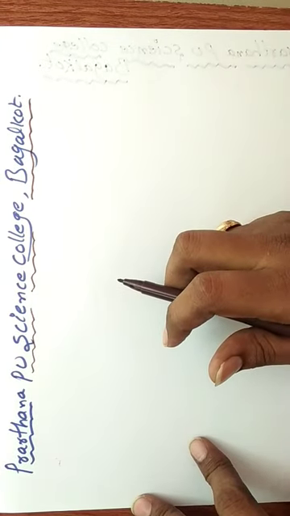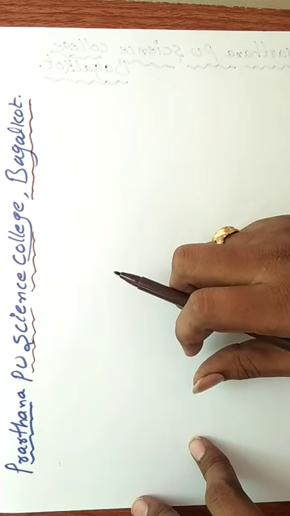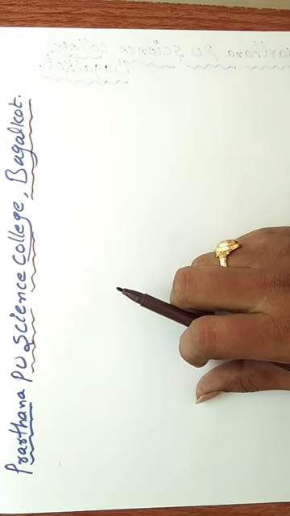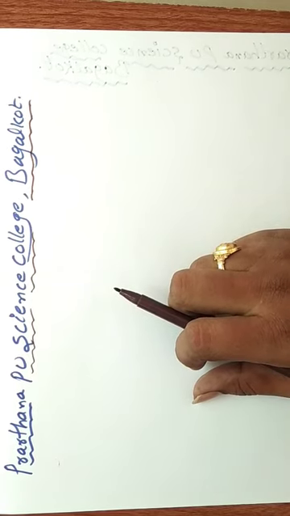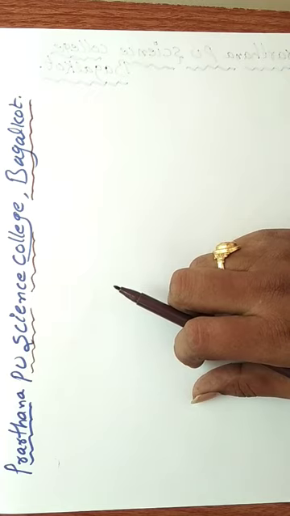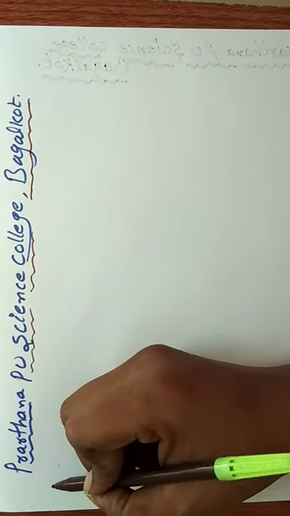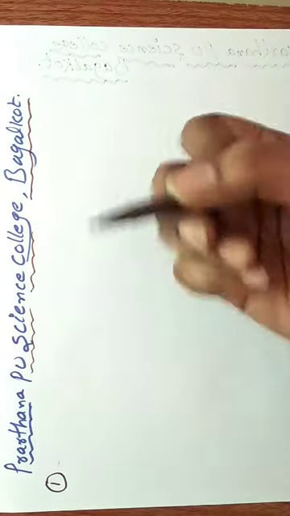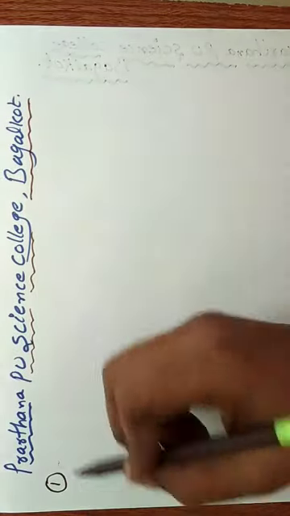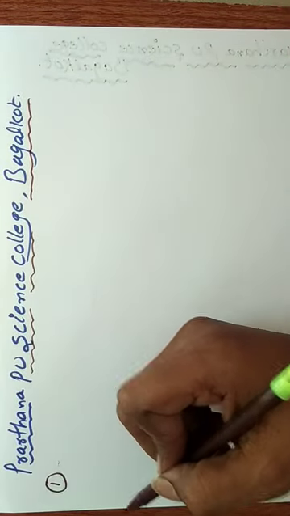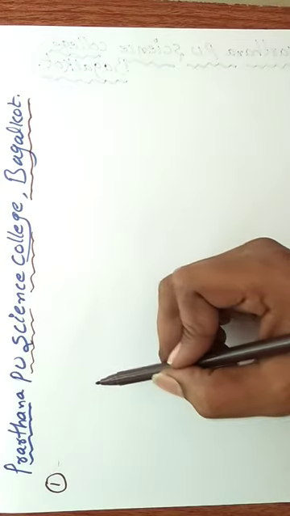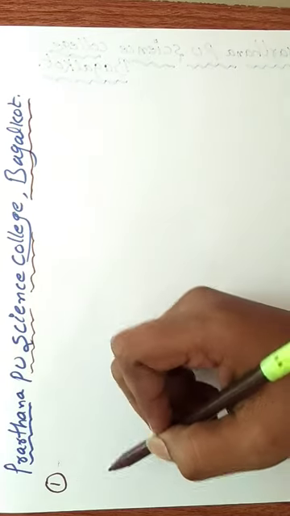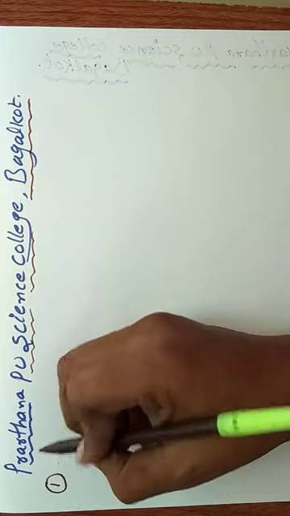Good morning to all. In the last class we discussed some chemical properties of haloalkanes. Now we discuss some other chemical properties of haloalkanes, a continuation of the topic. In this video the first reaction is haloalkanes reacting with silver salts of carboxylic acids.